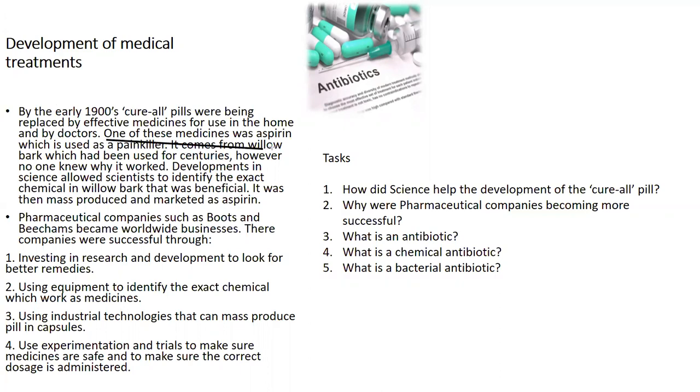One of the medicines developed in this time was aspirin, which is used as a painkiller, mainly for headaches. Aspirin comes from willow bark, which had been used for many centuries before this, but no one knew how it worked. But it comes down to the science. People knew how to test things further, so they knew how things worked. Developments in science allowed scientists to identify the exact chemical in willow bark that was beneficial. It was then mass produced and marketed as aspirin. So by identifying the chemical that helped people, it could be turned into an aspirin that helped with issues such as headaches.